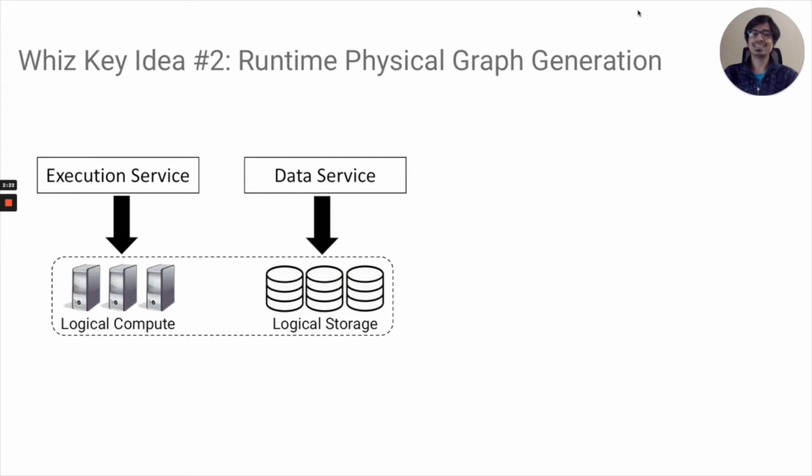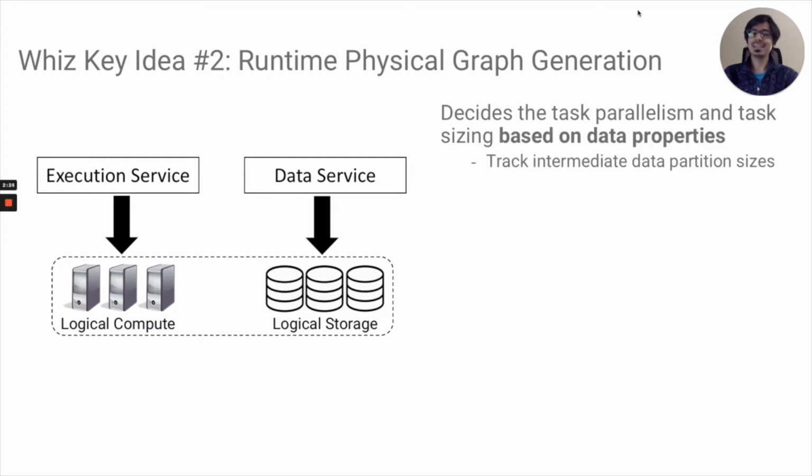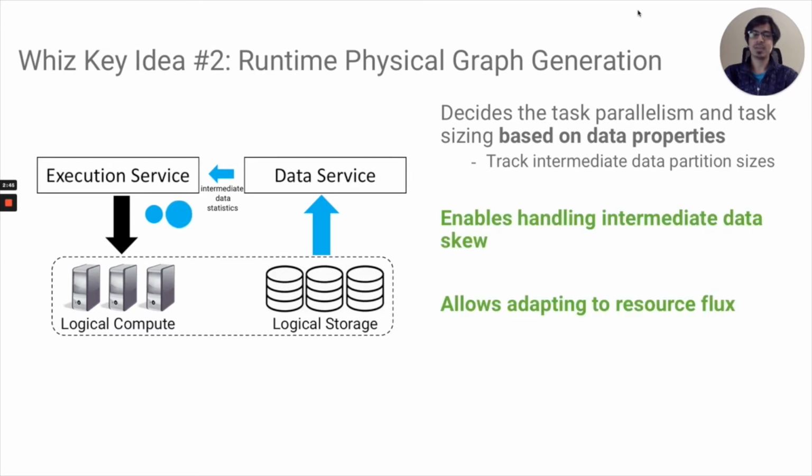Whiz, unlike existing execution engines, incrementally decides the task parallelism and size at runtime based on data properties. For example, consider a job submitted to Whiz. The data service can make the collected statistics available to the execution engine, which can then decide whether to launch one task or more and further decide the resources allocated to each task. This late binding enables Whiz to handle intermediate data skew and adapt to resource flux.